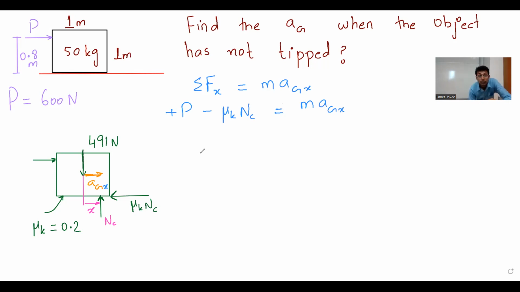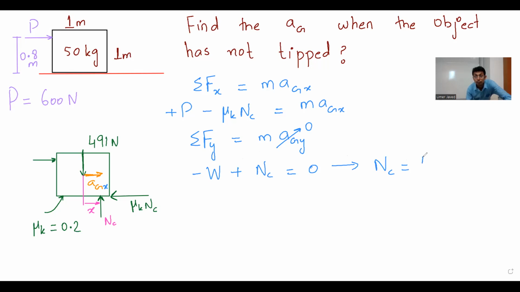The next is the summation of forces in the Y direction. It is equal to m a_gy. What is a_gy? 0. So now I will have minus W plus N_C is equal to 0. So N_C comes out to be 491 Newton.